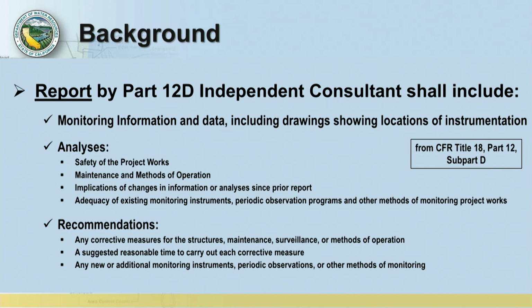monitoring project works. The report shall make recommendations, including recommendations on the following: any corrective measures needed for the structures, maintenance, surveillance, or methods of operation, a suggested reasonable time to carry out each of these corrective measures, and any new or additional monitoring instruments, periodic observations, or other methods of monitoring. Again, this is straight out of the Code of Federal Regulations.